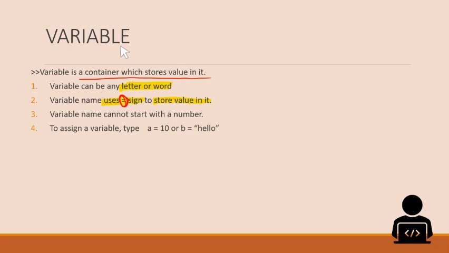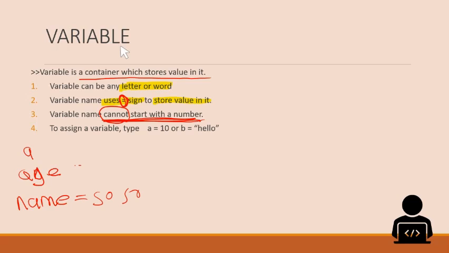The third point is also very important, which says a variable name cannot start with a number. It cannot. So you should always start a variable with a letter or a name, something like age, or name is equal to so and so, age is equal to this, a is equal to this, or you can even say str1, int1, int2, anything. Value or variable you could also write.